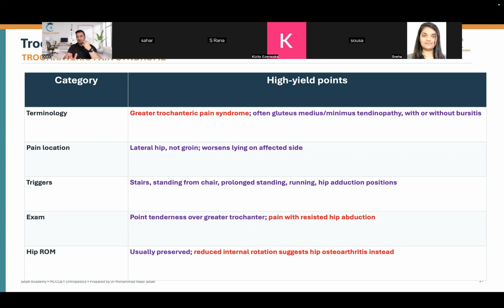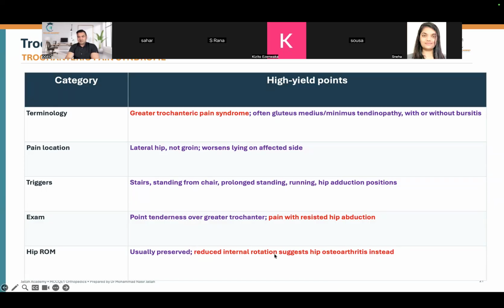So you ask the patient to straighten the leg, and you put your hand and ask the patient to push against your hand. Or if the patient is standing, you put your hand and ask the patient to abduct the hip, and the patient will have pain. Hip range of motion is usually preserved; reduced internal rotation suggests hip osteoarthritis. So the hip range of motion in trochanteric pain is preserved, but if the patient cannot internally rotate the hip, it suggests osteoarthritis.